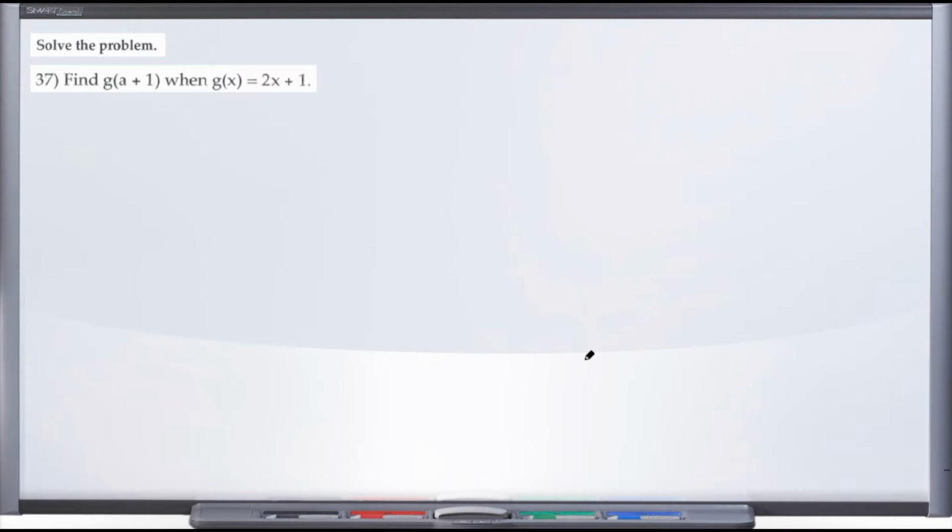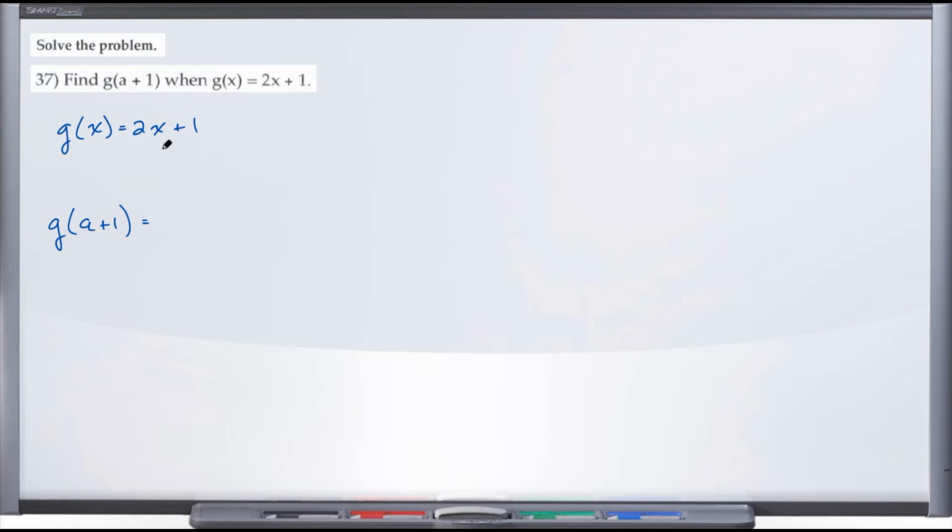All right, and so number 37 here, we're still solving the problem. Number 37 says find g of a plus 1 when g of x equals 2x plus 1. All right, so we've been given g of x and told g of x equals 2x plus 1. But now we want to find g of a plus 1.